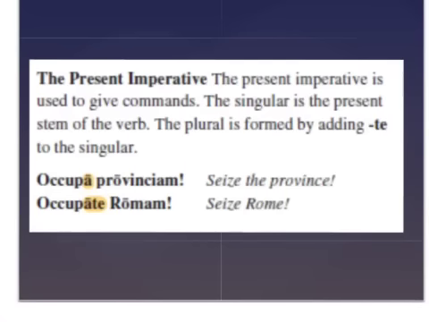In Latin, verbs also have moods. We mostly dealt with the indicative mood when we talked about the present and the future tense. There's now the imperative mood. The imperative is something that must be done, so it's used to give commands. The imperative is formed by taking the present stem and just the stem vowel for the singular, seize the province, and making it plural. If I'm telling multiple people to seize Rome, I'll add the ate. So occupa is seize, singular, occupate is seize, plural.